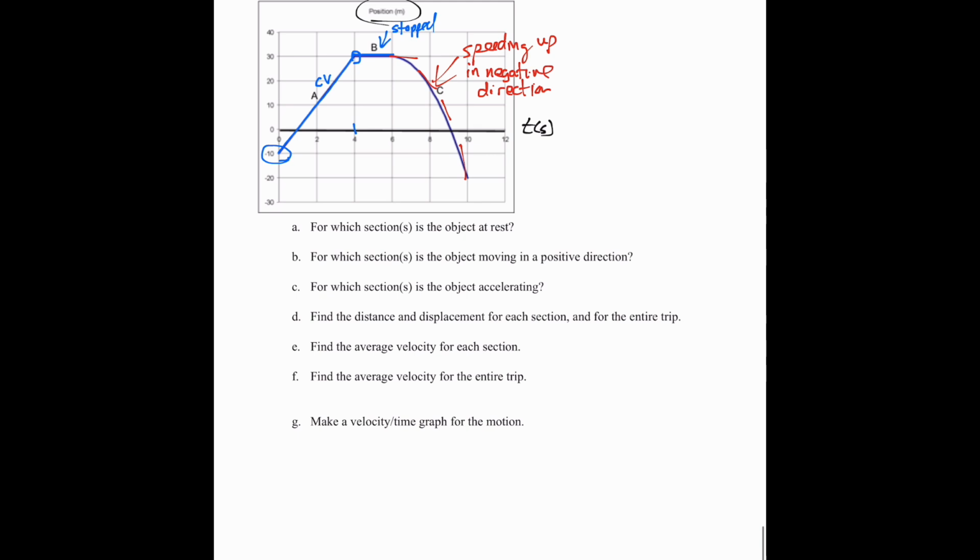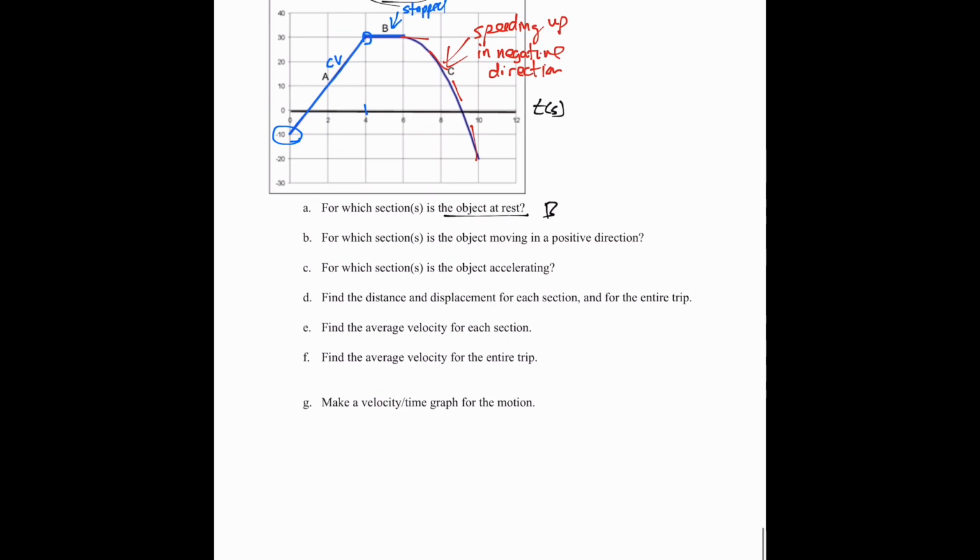So part A, for which sections is the object at rest? Well, that's only going to be B. It's this part right here where you're not moving. For which sections is the object moving in a positive direction? Well, that would be the only part that has a positive slope. That would be A. Okay, which sections is the object accelerating? That's going to be the only one where you see a curve. That would be C. Because a curve indicates a change in velocity, a change in slope, thus a change in velocity. Therefore, that's the only time you're going to accelerate, is when you have a change in velocity.